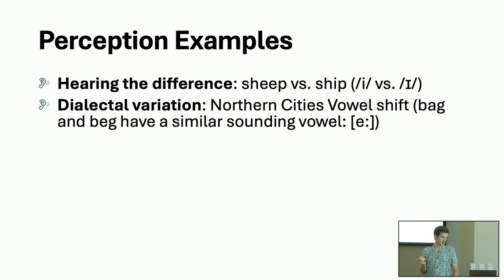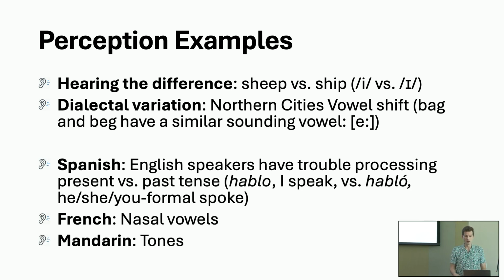Okay. Some examples. So like sheep versus ship tends to be hard. Cat cut I already gave for hearing the difference. Dialectal variation, there's this thing in English called the Northern Cities vowel shift. So that's where bag and beg tend to be produced as the same, with the same vowel in like Wisconsin, in like the Midwest, right, upper Midwest. So like my friend Katie doesn't say bag, she says bag. Or bagel. You know, I'm going to buy a bagel. Okay. So if you're not used to that, it can be difficult to process initially. A few examples from other languages. So English speakers tend to have trouble processing Spanish verb morphology. So the difference between hablo and habló. French nasal vowels are a classic example. Mandarin tones, like any tonal language for speakers of non-tonal languages. Okay.